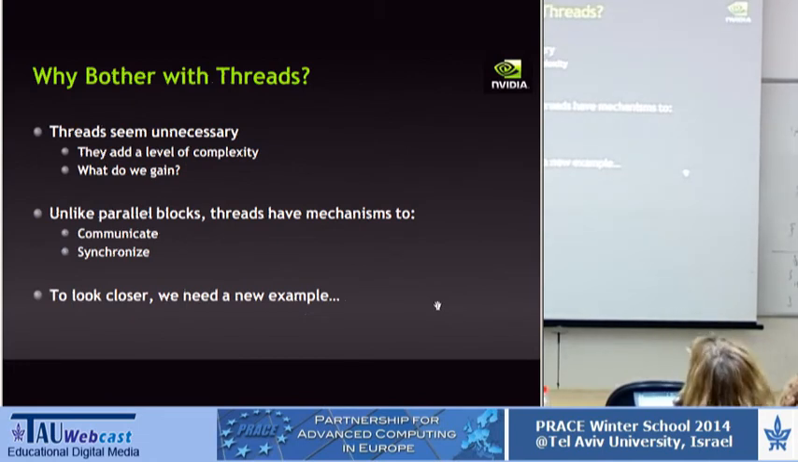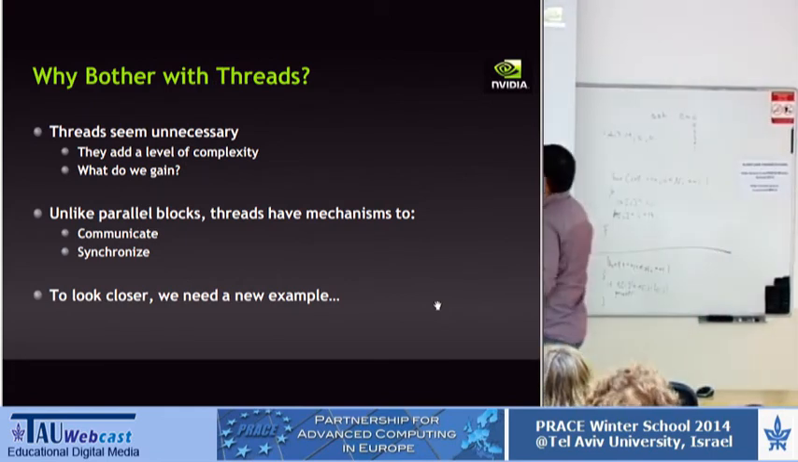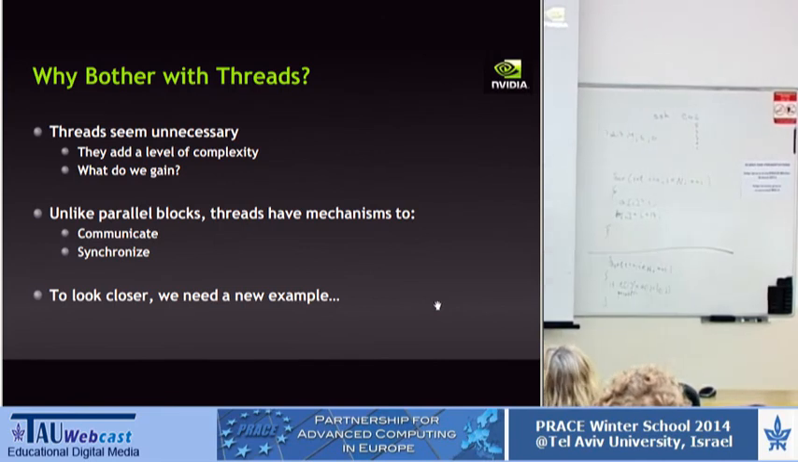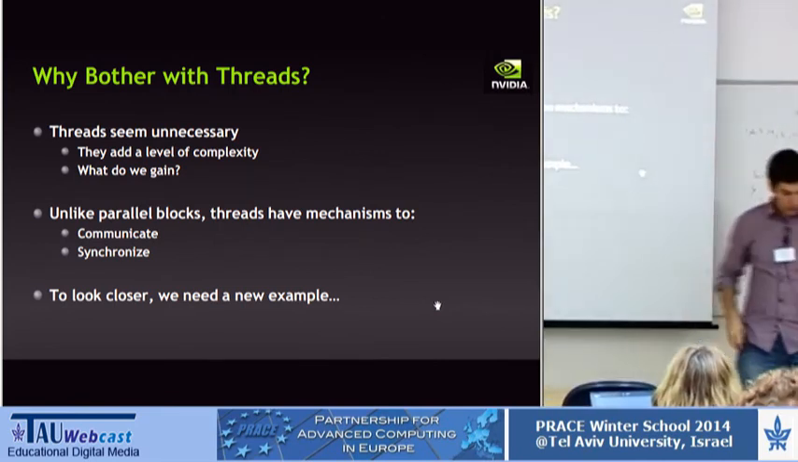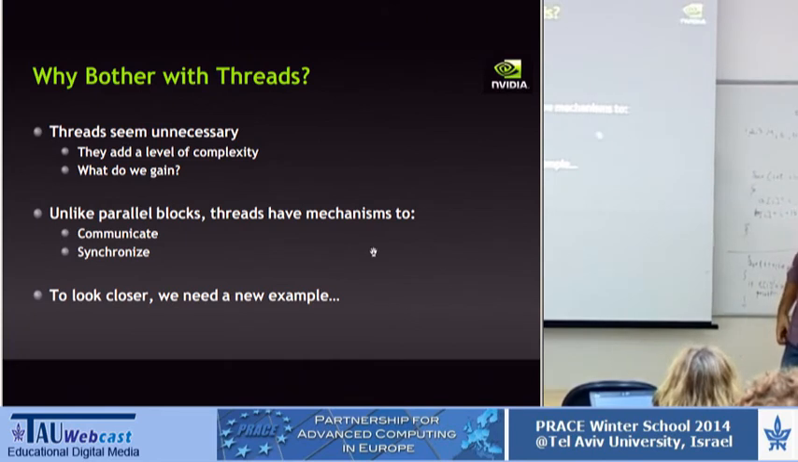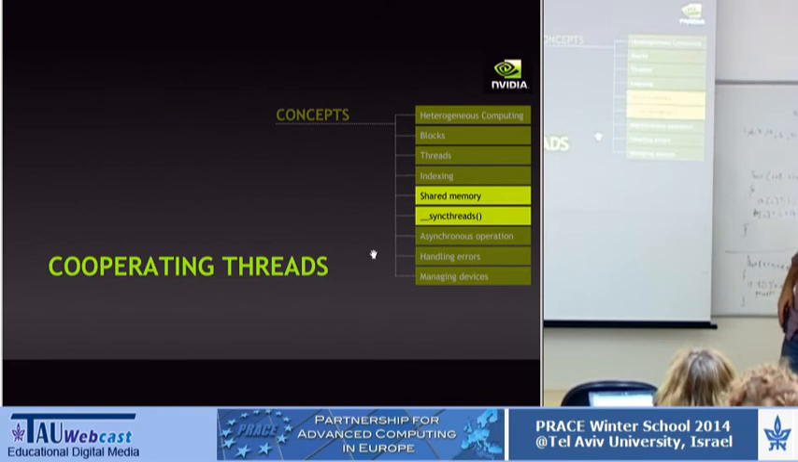So, why bother with threads? I've said it before. They add a level of complexity. It doesn't make sense. What do we gain? And the thing is that, like I said, threads can communicate with each other, share data with each other, synchronize with each other. Okay? In order to really convince you that it's necessary, I need an example in which it's necessary. So let's see how much time we have. We do not have much time.